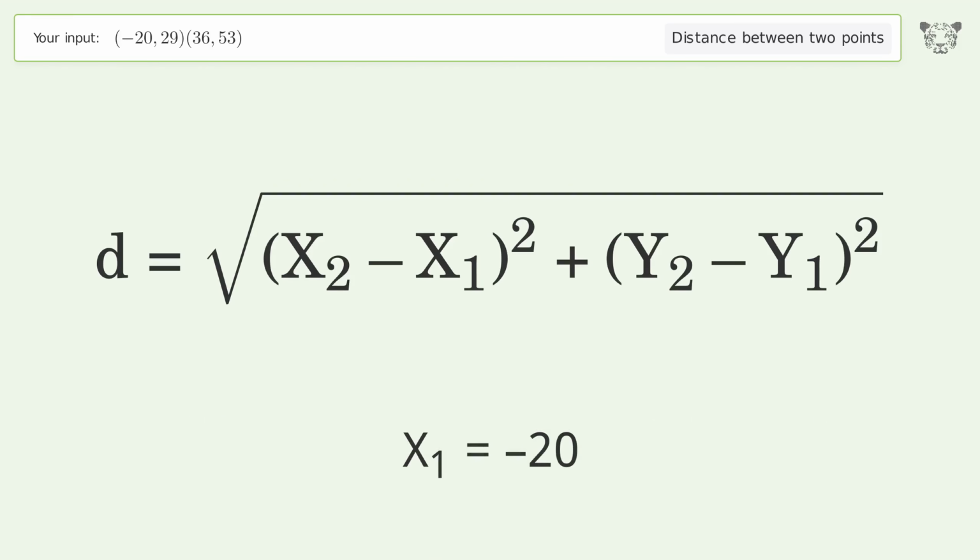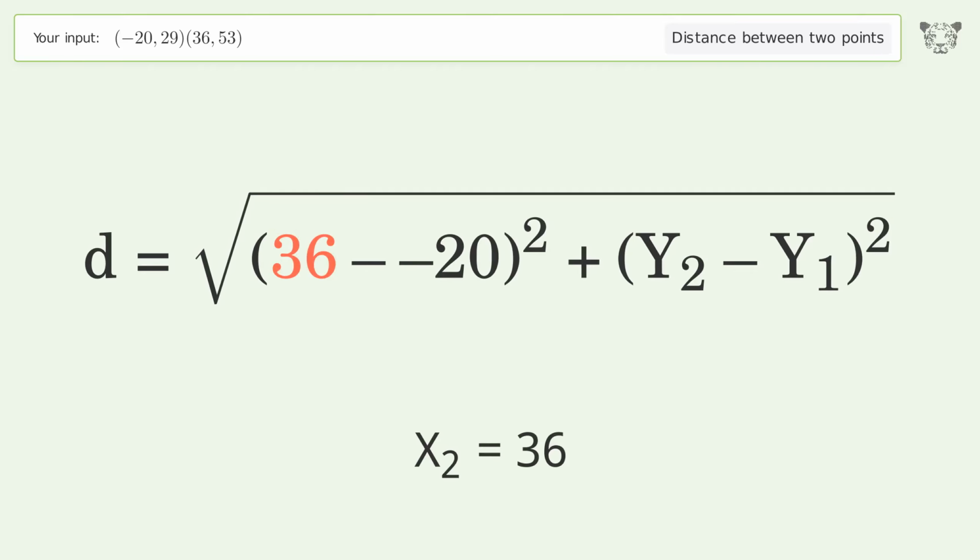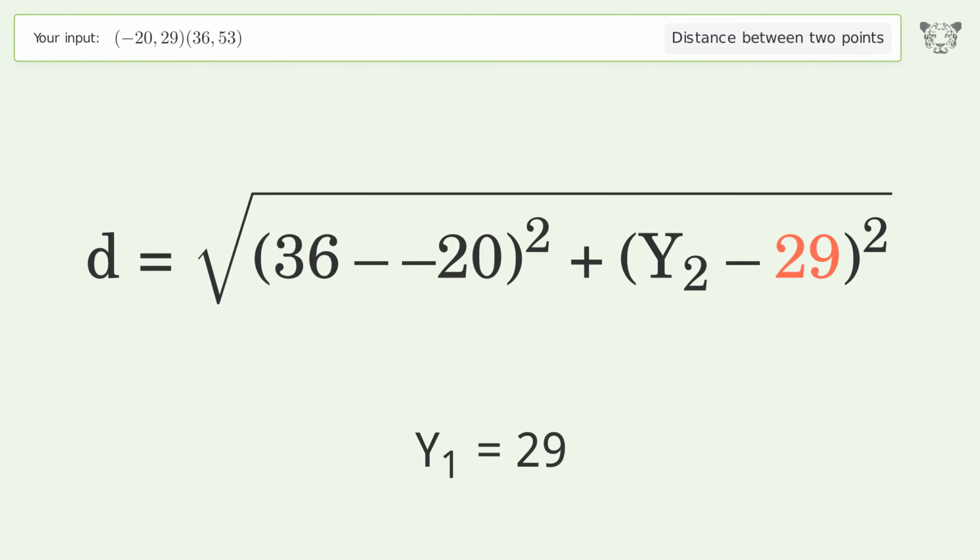x1 equals -20. x2 equals 36. y1 equals 29. y2 equals 53.